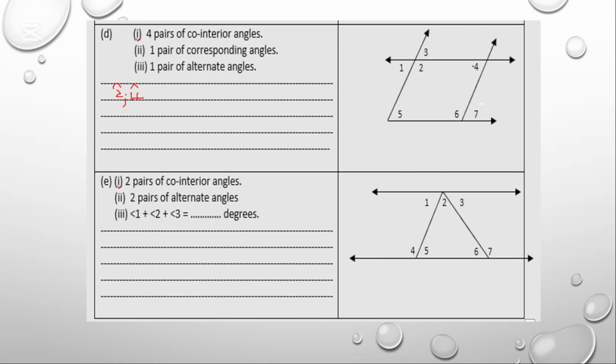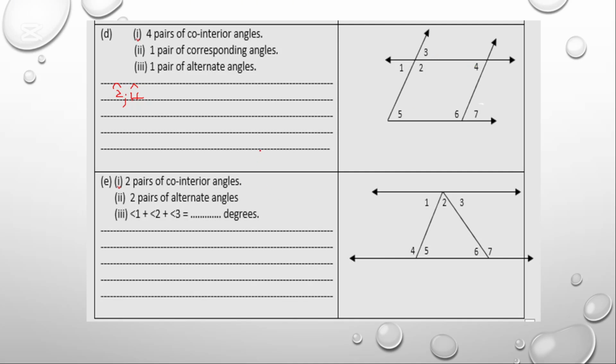Yes, 4 and 7. That's the only pair I see. Now I see another pair, 3 and 4. And there's another pair, 1 and 5. So you can write down any pair. Or 1 and 5. Or 4 and 7. Or 3 and 4.